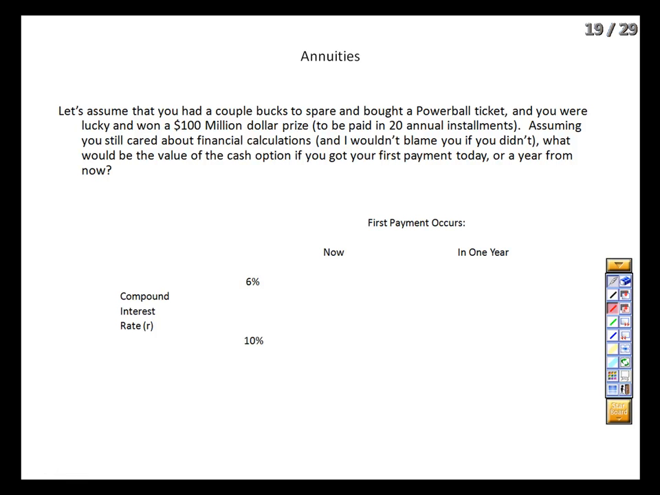So let's do an example that lets us see the annuity calculation at work. I play Powerball every so often. Why? Because I'm not very good at math. You can probably guess that I haven't won yet. Why? Because I'm still teaching.